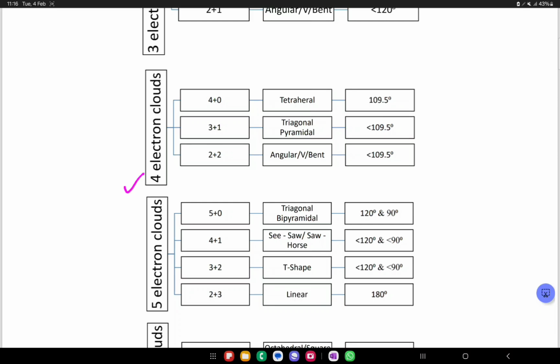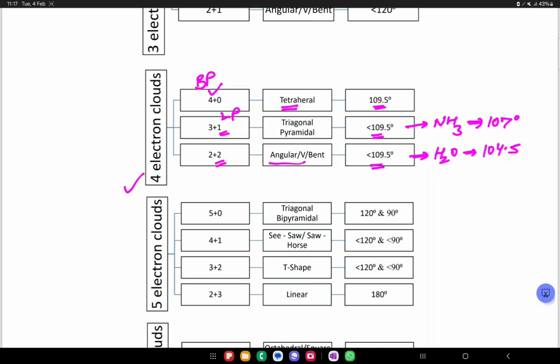Next, if a molecule has four electron clouds, and all four are bond pairs, then the regular geometry will be tetrahedral, bond angle 109.5. Three bond pairs, one lone pair, then trigonal pyramidal, and the bond angle decreases to less than 109.5. Now two bond pairs and two lone pairs, bent shape or angular again, less than 109.5. In this case, you have to remember the bond angle of ammonia, which is 107 degree, and of water, which is 104.5 degree.